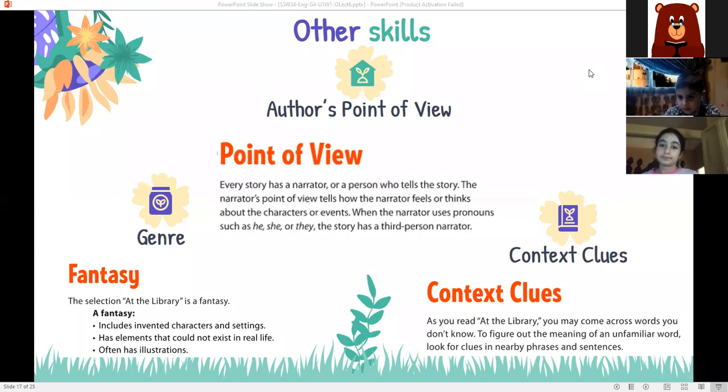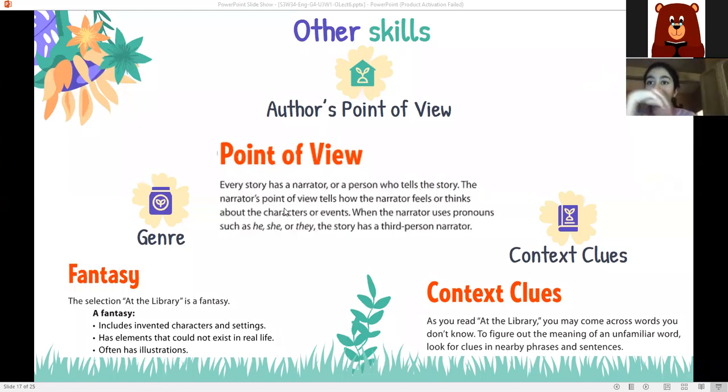Those who attended the extra session yesterday, we talked about point of view, the author's point of view. Okay, so this is important. The author's point of view is important because there's a question in the quiz about it. Every story has a narrator, or a person who tells the story. Point of view tells how the narrator feels or thinks about the characters or events.